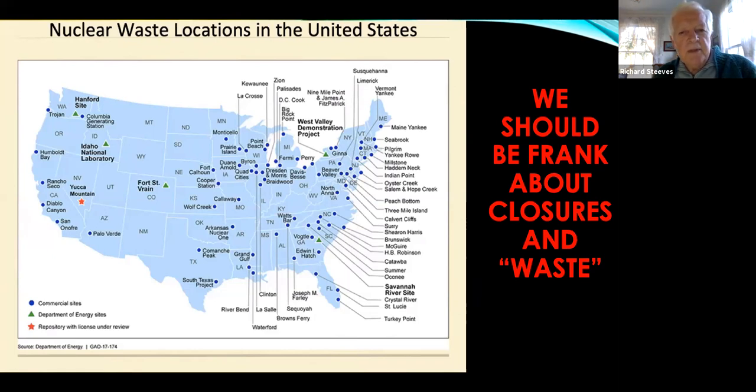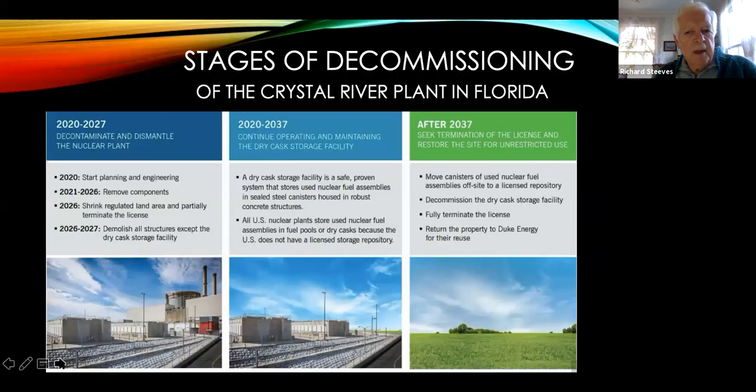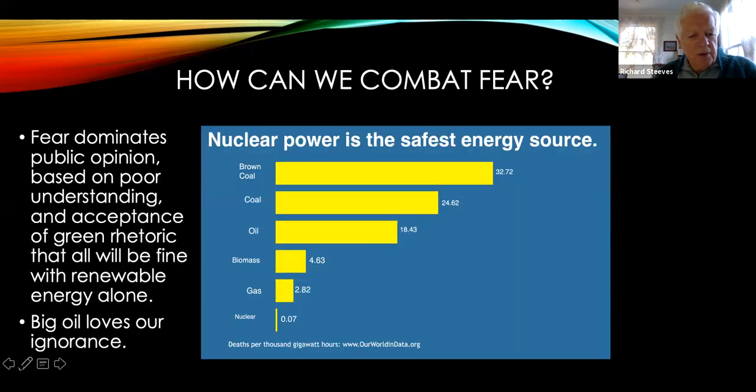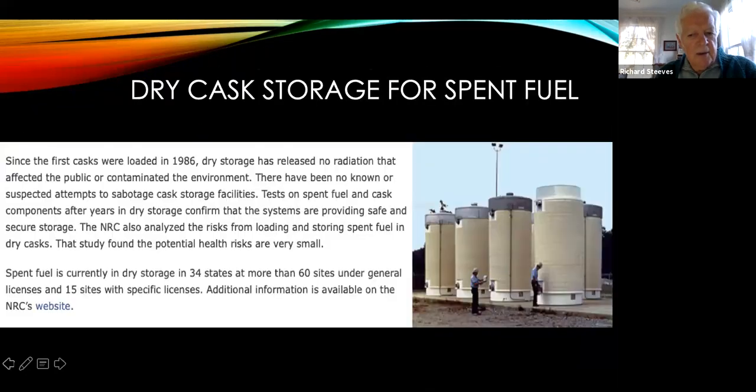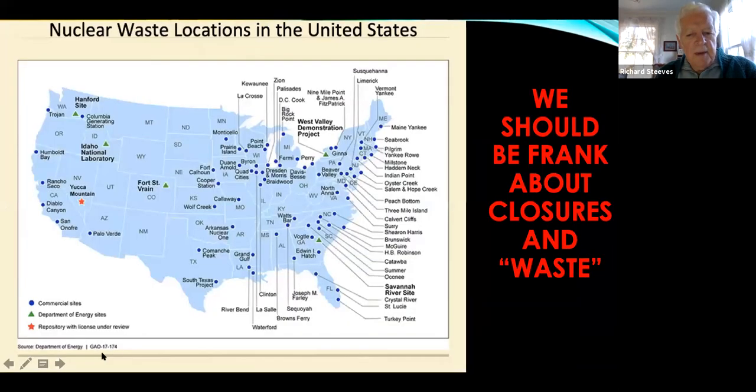So it's an interesting map, and I think we need to be candid with the public about why and how this nuclear waste is stored. Well, there are stages of decommissioning, and this one is at Crystal River. I'll have to show you where Crystal River is. Right here in northern Florida.